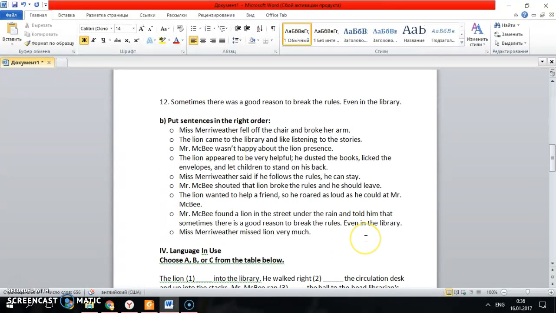Then we will move to the following exercise: put sentences in the right order. It is a kind of retelling activity, but some of my students find it difficult, so I will suggest they put the sentences in order. We can see several sentences, and their task will be to put the numbers next to the sentences, which will be the first, the second, and so on. It will be helpful for them to recollect the events and see how well they remember the story.